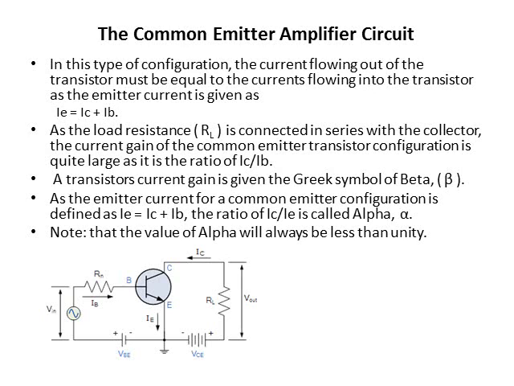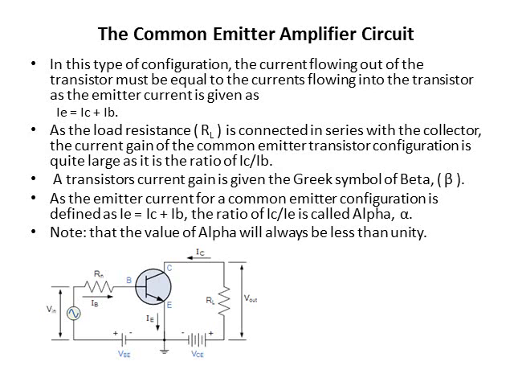The circuit diagram is shown here, where you can see the emitter is common, that is, base and emitter are common for the input signal, and similarly collector and emitter are common for the output signal. And the equations here: the emitter current is given as IE equal to IC plus IB, as the load resistance is connected in series with the collector.